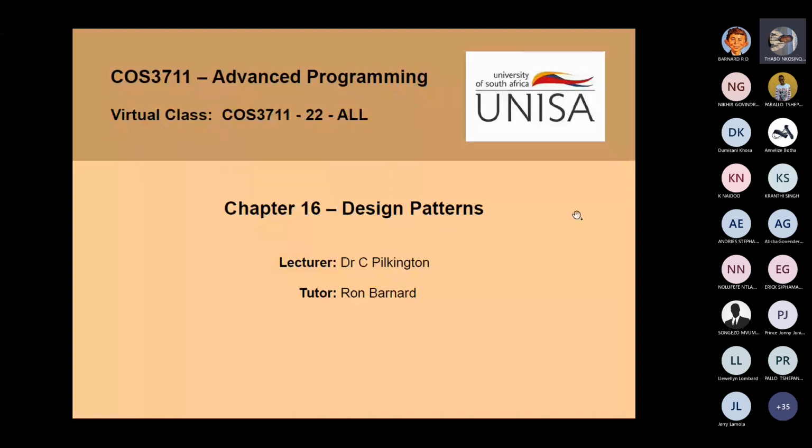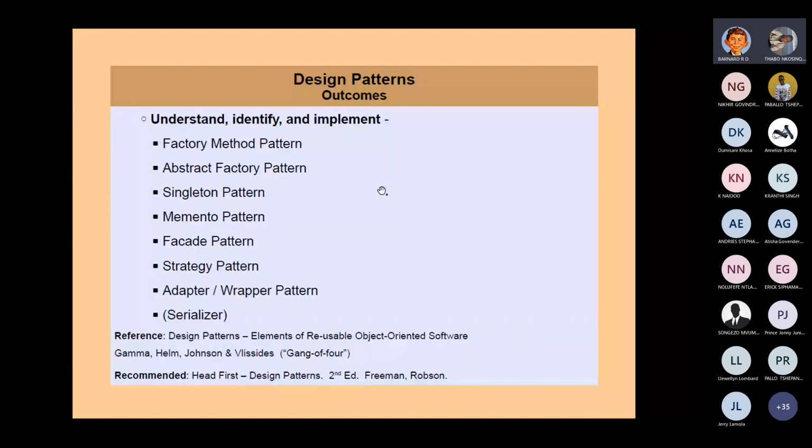Right, design patterns, the outcomes. You need to understand, identify, and implement. In other words, you need to know everything about the following design patterns. The factory method pattern, that one comes up often. The abstract factory is just multiple versions of the factory method in one, but we'll have a look at that shortly. Singleton, also very important, comes up often. Memento pattern, also important, comes up often.